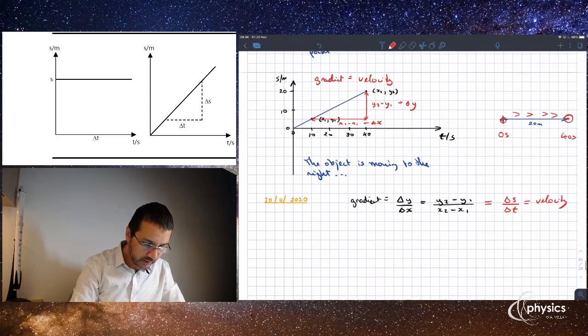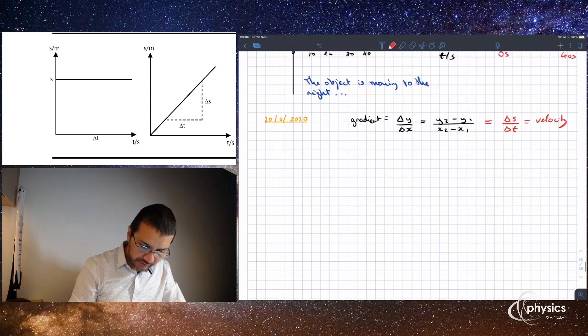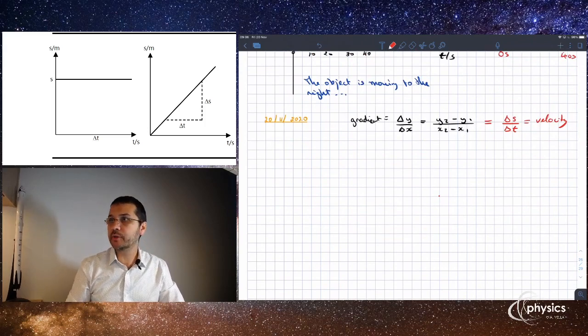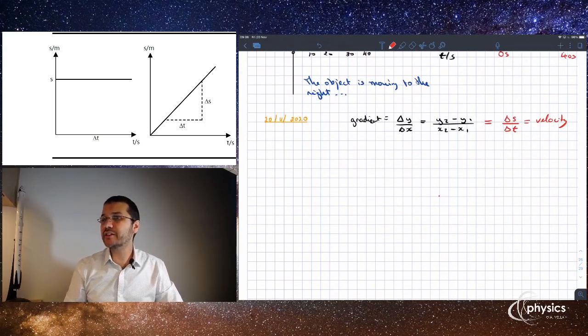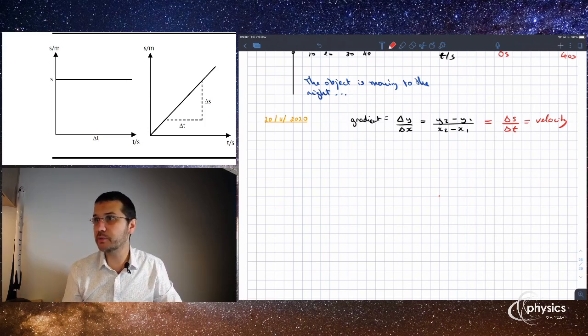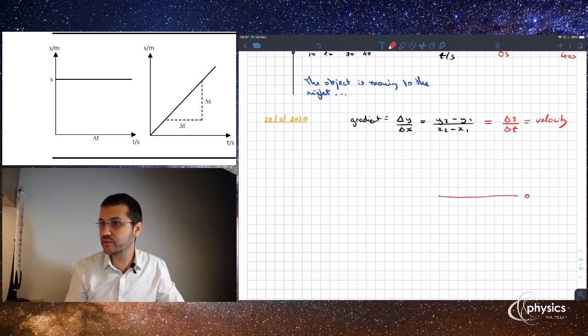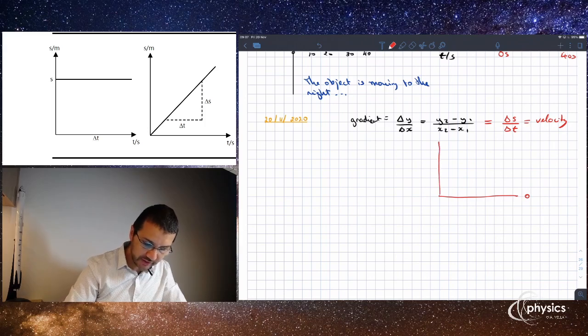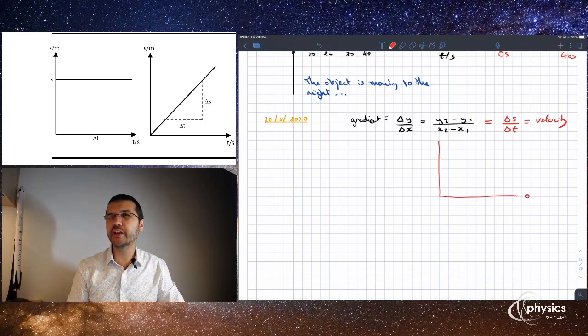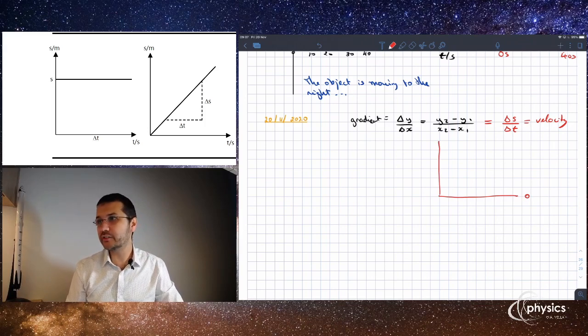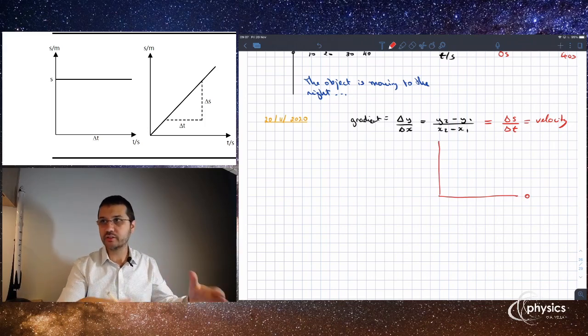Now, another thing, important to mention: a gradient has a value of 0 when the line is how? When is the gradient 0? Do you know? When it's horizontal. When the line is horizontal, the gradient is 0. If the line is vertical, in fact, having vertical lines is not so real. In reality, we don't have gradients in these types of graphs.